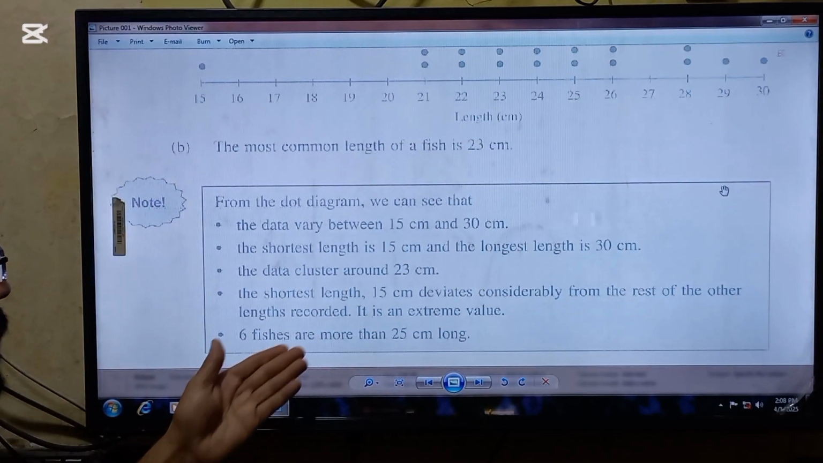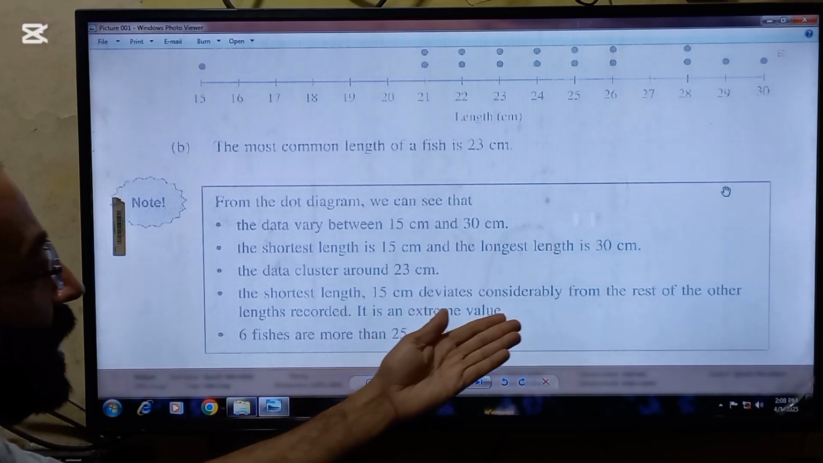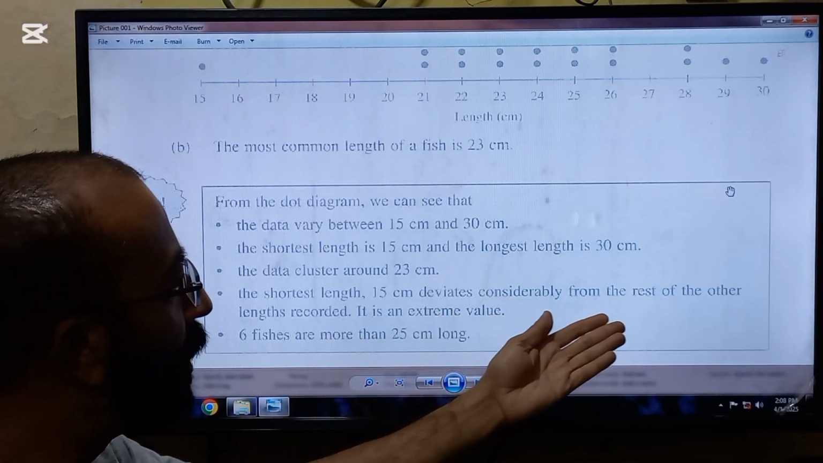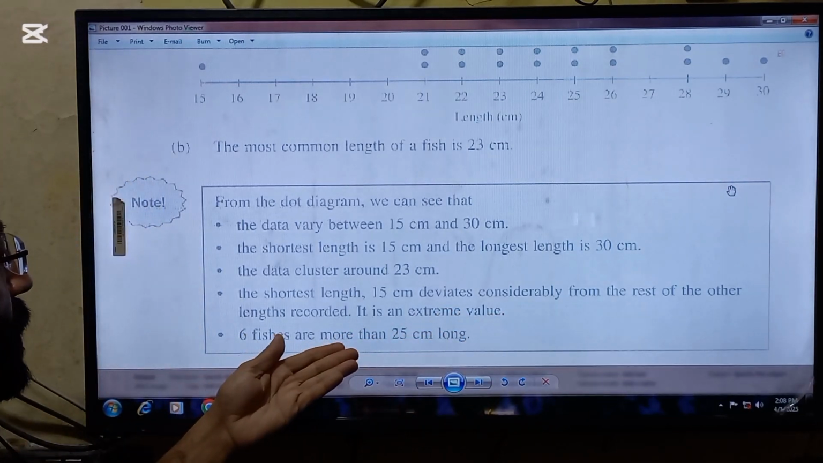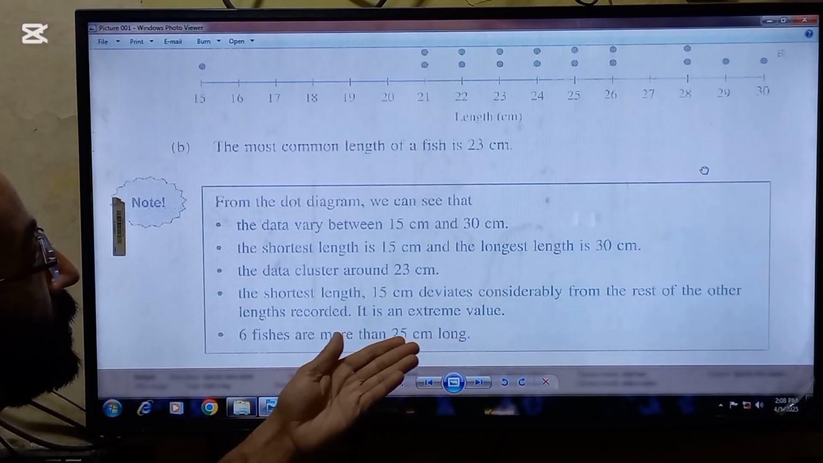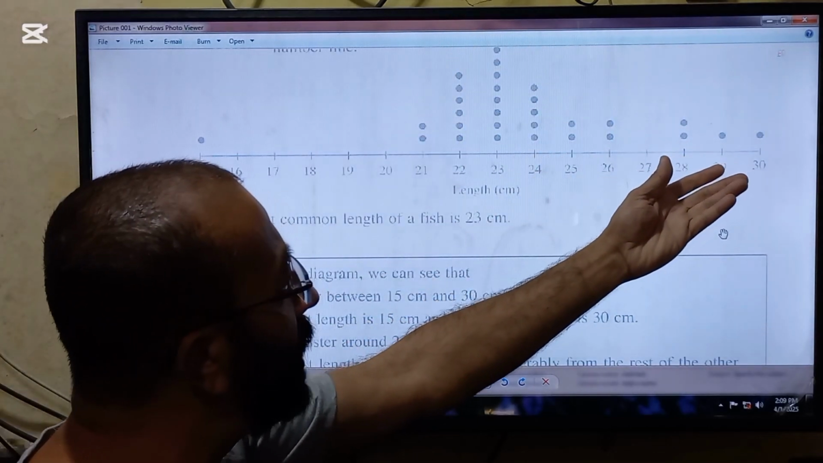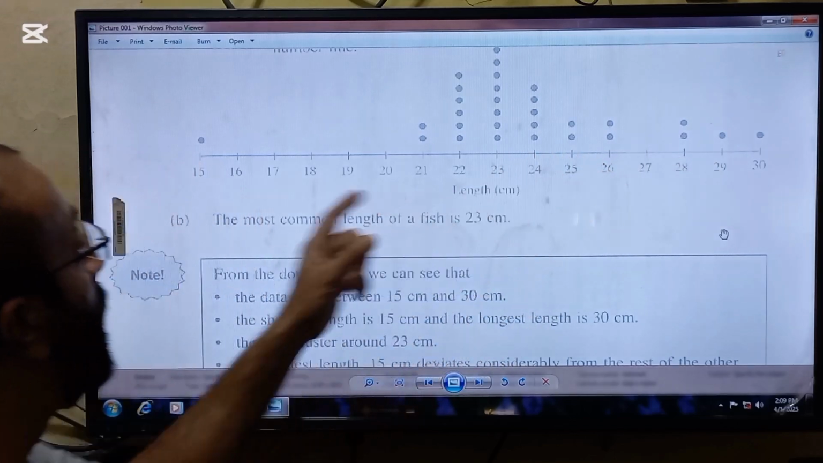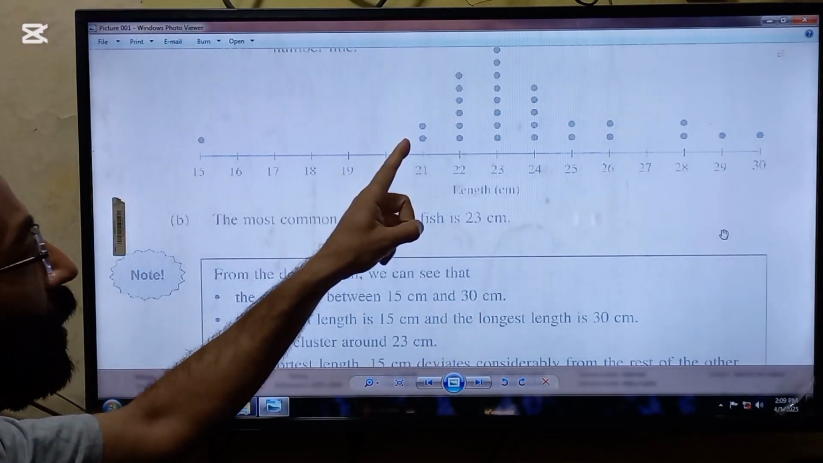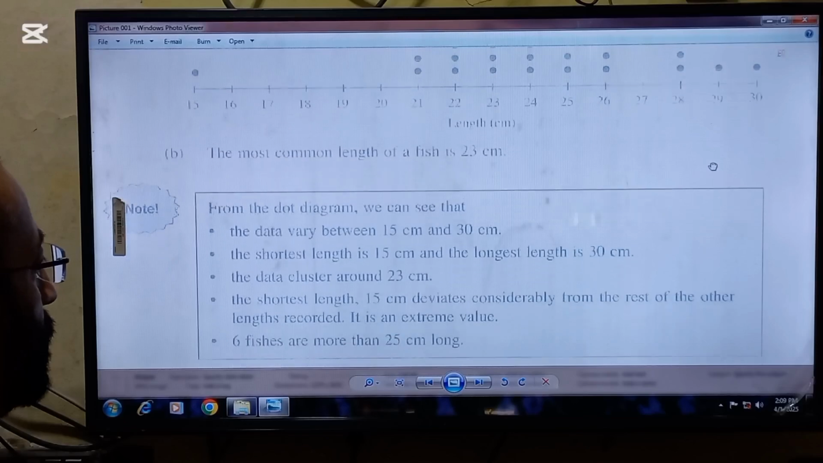The shortest length, 15 centimeters, deviates considerably from the rest of the other lengths recorded. It is an extreme value. You can clearly see all the values are clustered here. Here are also some values, but these are very close to it. But this value is very far from the other values.